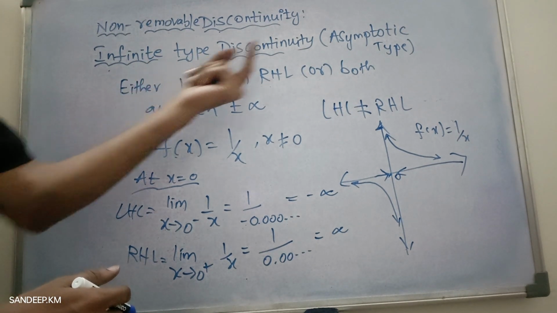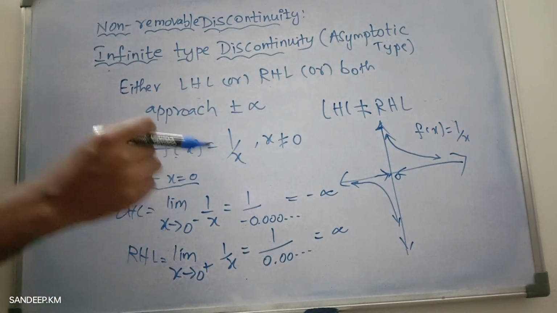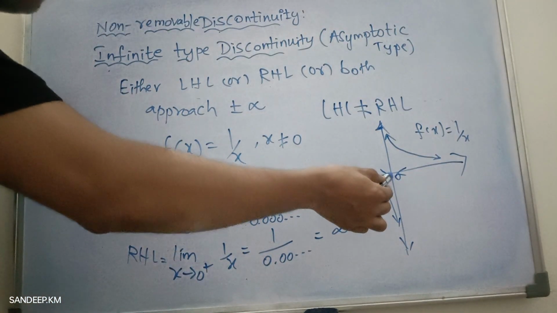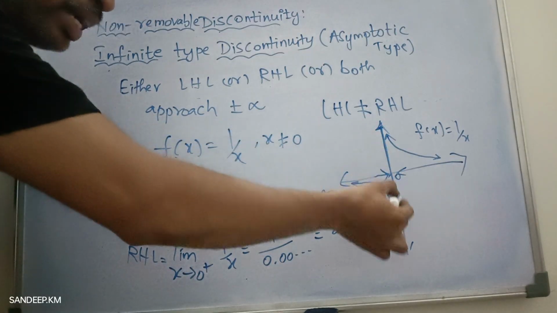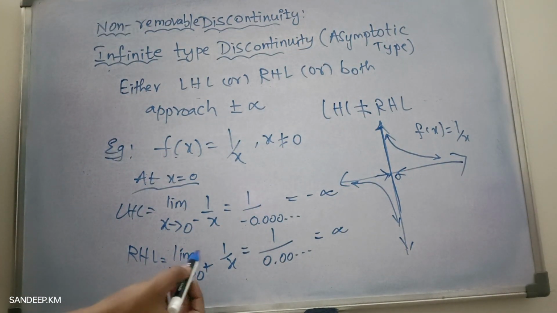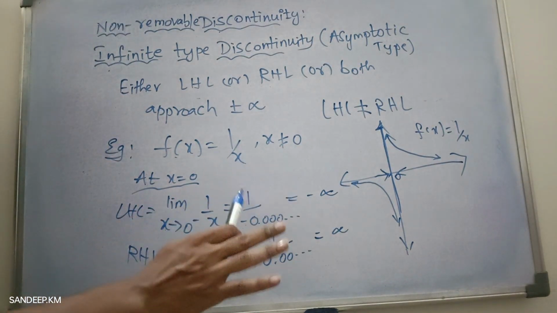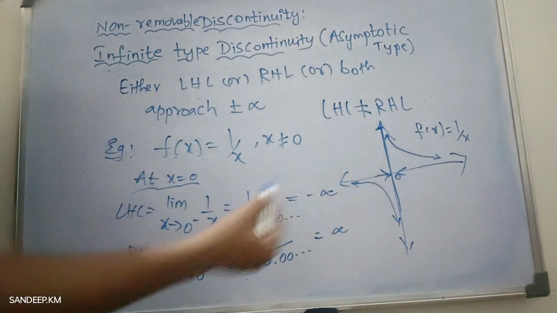And I have given a different name, asymptotic type. What is the meaning of it? It is also called asymptotic type discontinuity. And what does it mean? At x is equal to 0, if you observe, there is this line, which is the y-axis. The y-axis is looking like a tangent to this curve. Looking like a tangent, it is not exactly a tangent. So there is a vertical tangent at x is equal to 0.